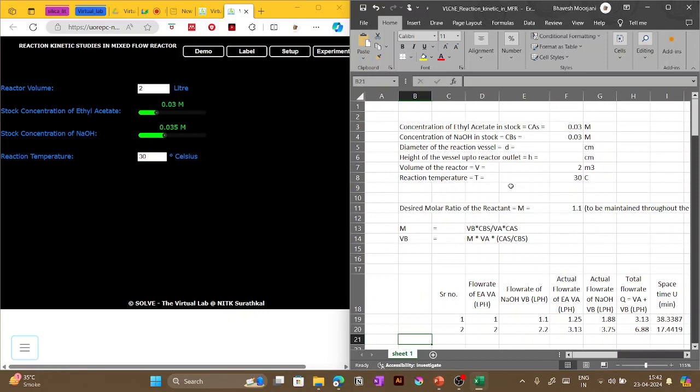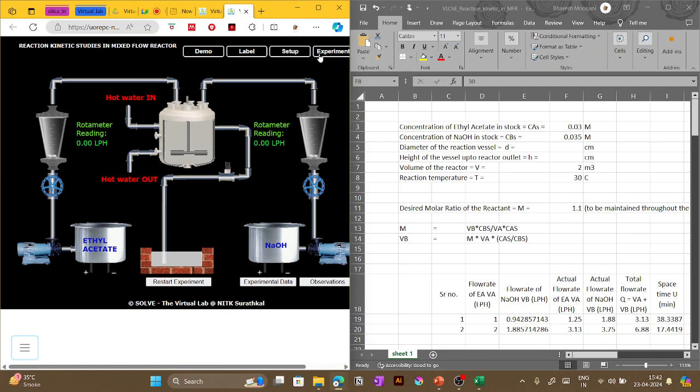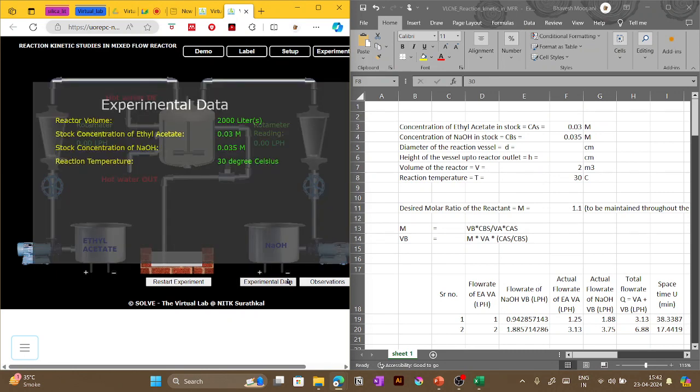I hope you can see it. Okay, so let's write down our first initial observation. Stock concentration of ethyl acetate 0.03. For NaOH we have selected 0.035. Again, diameter and height are not given, we will directly select the volume. So volume is selected as 2 liter, temperature is 30 degree centigrade. Okay, once setup is complete, go to experiment. If you click on experimental data in this experiment, there you will get the initial setup values: concentration, temperature and volume.